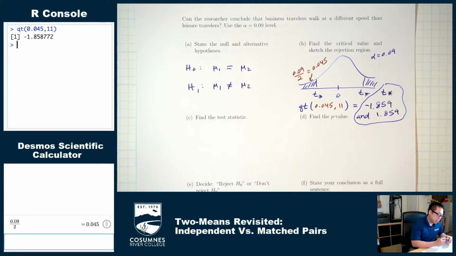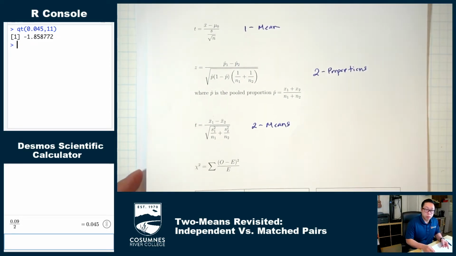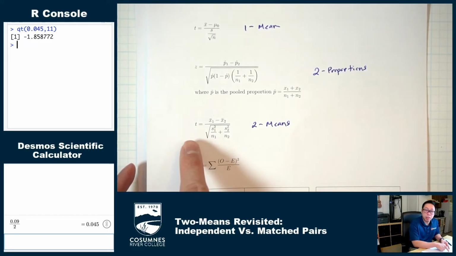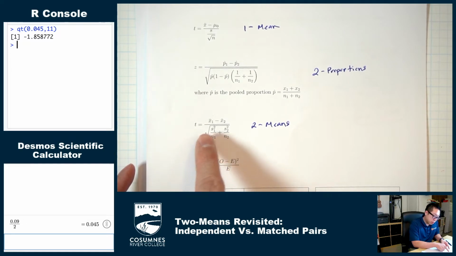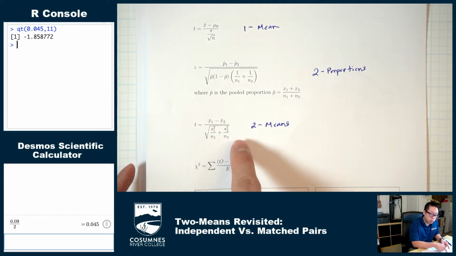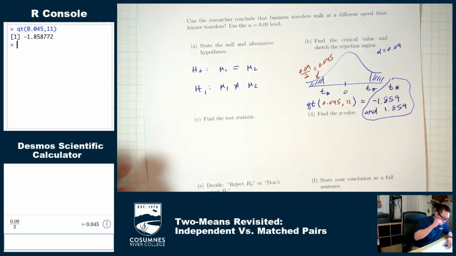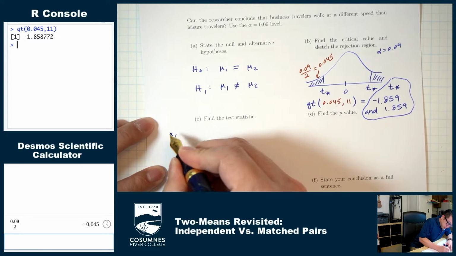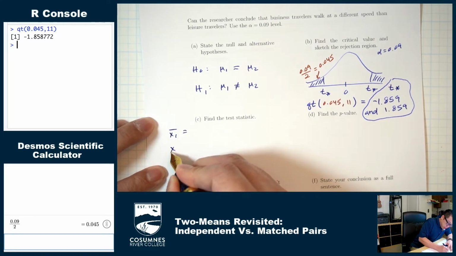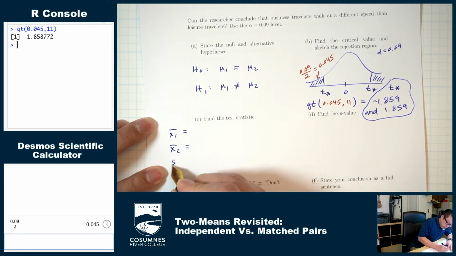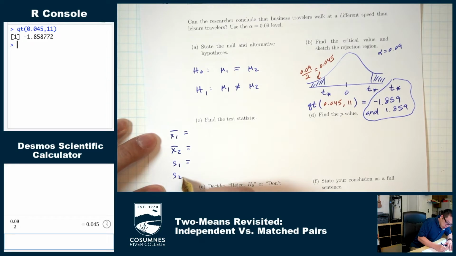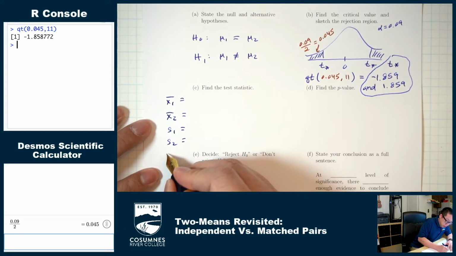Part C, find the test statistic. So this refers to the formulas on the front page. We're in a two mean situation, so I'm using this T formula. This formula has a x1 bar, x2 bar, S1, S2, N1, N2. So I need to find an x1 bar, x2 bar, S1, S2, N1, N2.